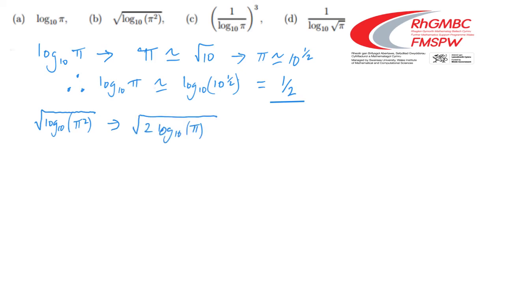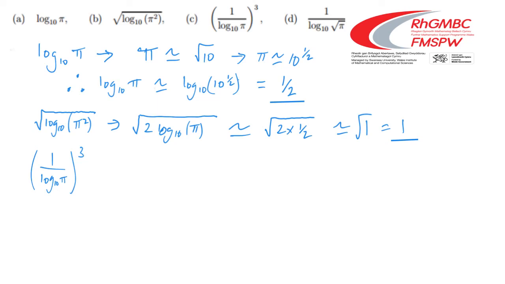And using the laws of logarithms, we can see that this is the same as the square root of 2 log 10 of pi. And combining this with the above result, we get an approximate value of the square root of 2 times 1/2, which is 1. We next consider the value 1 over log 10 of pi all cubed, and using the value of log 10 of pi from the initial expression, we can see that this is approximately 1 over 1/2 all cubed, which is approximately worth 8.